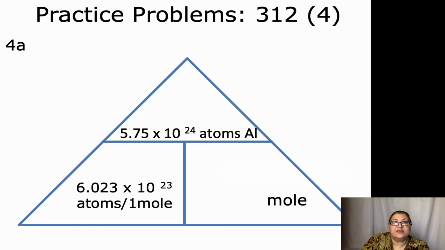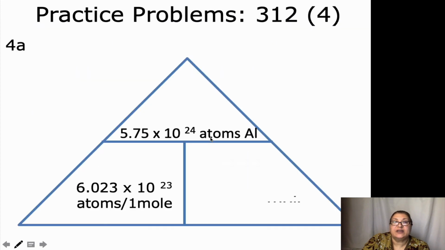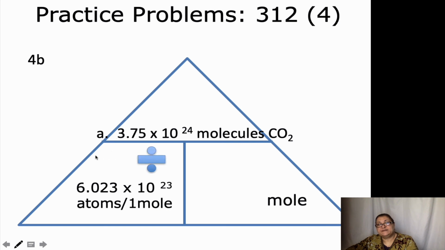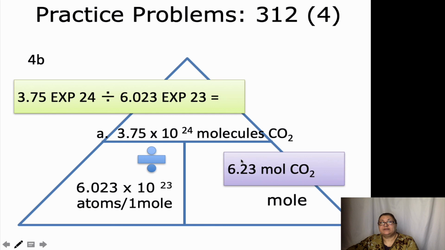Now let's go back. I didn't write the problem for some reason. The second one: we're given 3.75 times 10 to the 24th molecules of CO2. That goes on top, and they're asking for moles, so on top of each other we divide. These are the steps: 3.75 EXP 24 divided by 6.023 EXP 23, and this is the number you should get.